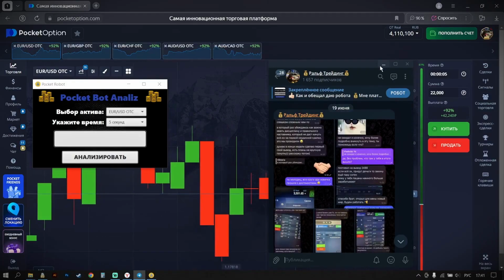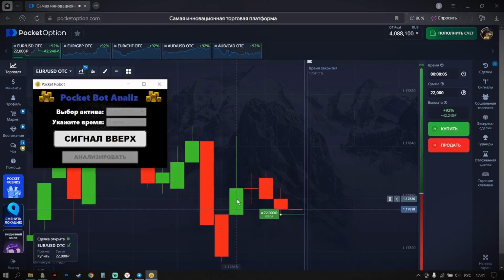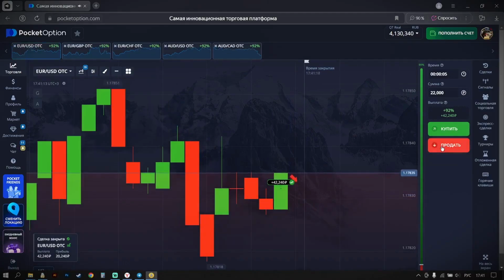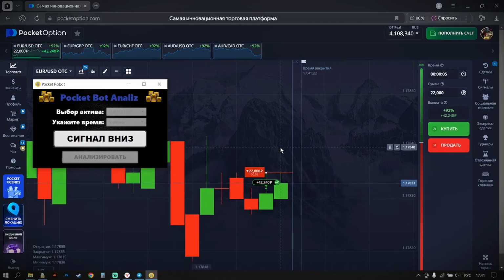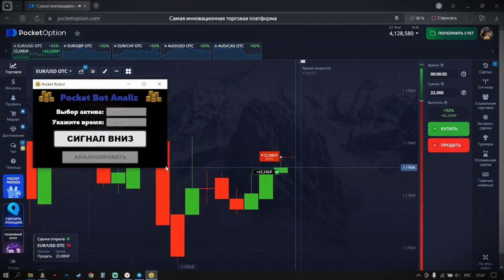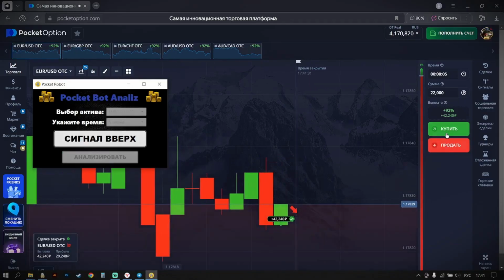But I will continue my trading. Analyze signal to increase by 22,000 rubles. The trade is opened and we are waiting for the result of the trade. Excellent. The trade closes with a profit. The next trade is to decrease, also for 22,000 rubles. The trade is open. We are waiting for the result. Another trade is in the plus. Our next trade is for a decrease for 22,000 rubles, confidently closing in the plus again.